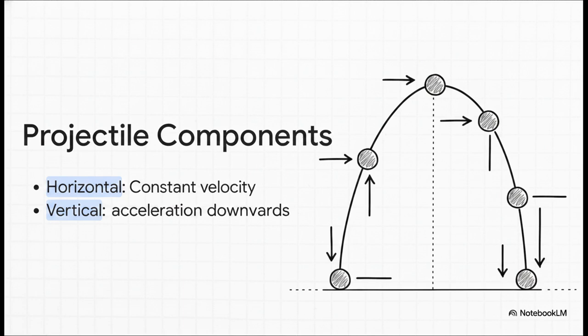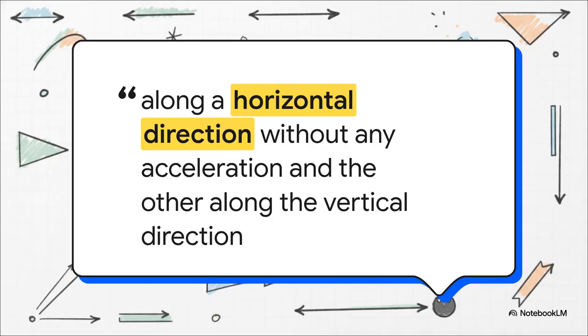It just goes. But the vertical motion operates completely independently. It has a changing speed because there is a constant downward acceleration acting on it. And that acceleration, as you probably guessed, is the force of gravity. So this crucial point is captured perfectly in this quote from the text. It says, "one component is along a horizontal direction without any acceleration, and the other along the vertical direction with constant acceleration due to gravity."